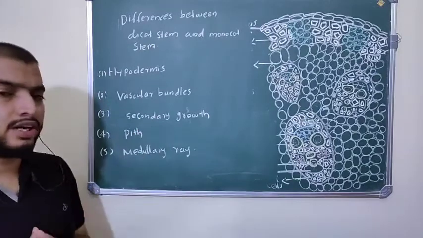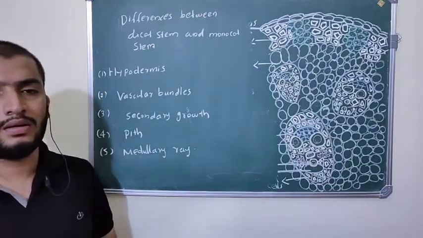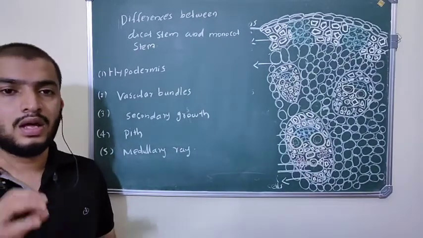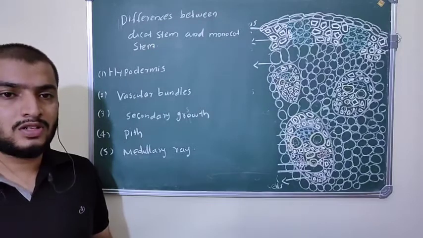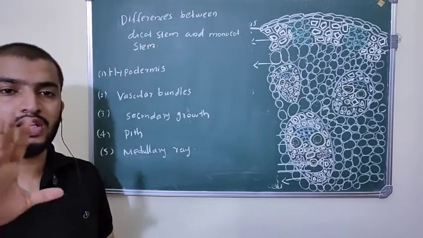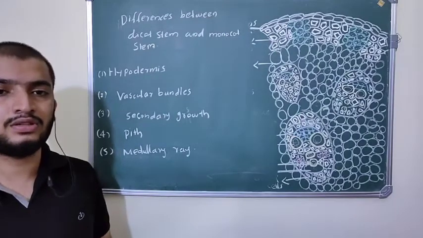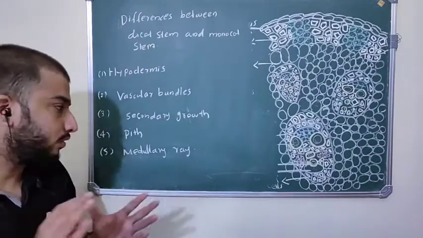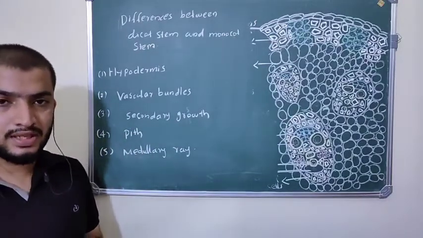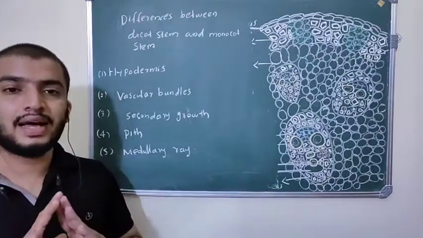Then what about secondary growth? Secondary growth is present in dicot stem and it is absent in monocot stem, because in dicot stem vascular bundles, cambium is present. Cambium is responsible for secondary growth. But in monocot stem vascular bundles, cambium is absent, so there is no secondary growth. Then pith. In dicot stem, pith is present. But in monocot stem, pith is absent.